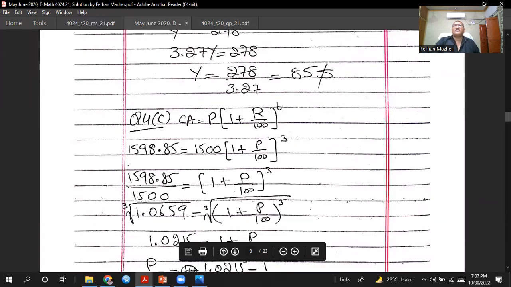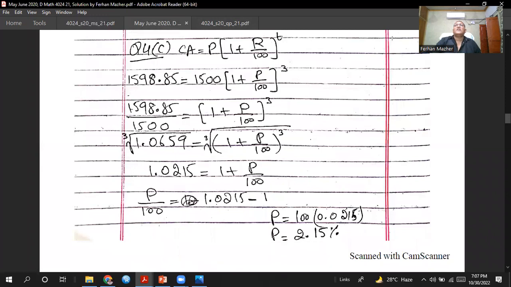So here we have compounded amount is equal to the principal, bracket start 1 plus r divided by 100, bracket close, raised to power t. So the compounded amount 1598.85 equals the principal 1500, bracket start 1 plus the rate P%, so P divided by 100, bracket close, raised to power 3. The 1500, which is multiplying on the right side, I will take to the other side and divide. So 1598.85 divided by 1500 is equal to bracket 1 plus P divided by 100, bracket close, raised to power 3.